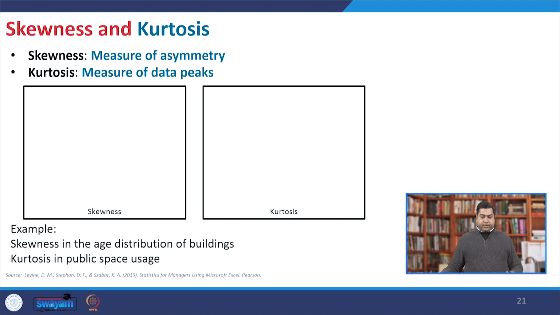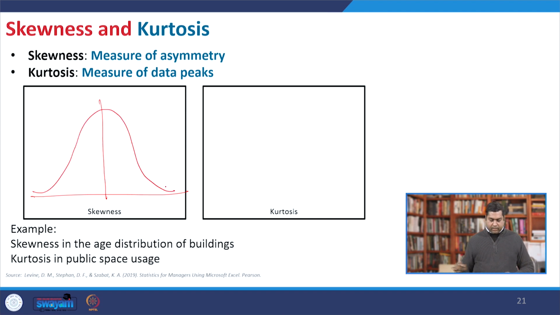Now, coming to the skewness and the kurtosis. In this case we have already discussed it, but let us draw it once again. Say, for example, if you have a perfect distribution, they both lie on the sides of this particular central value.